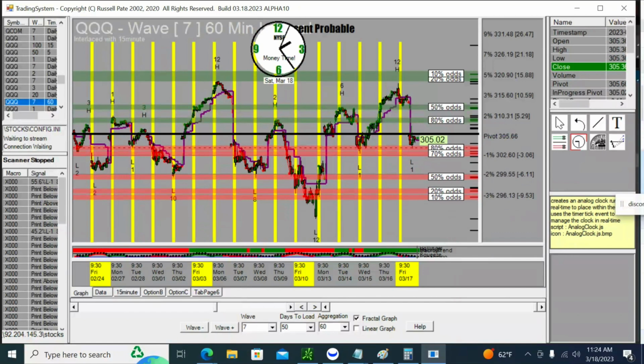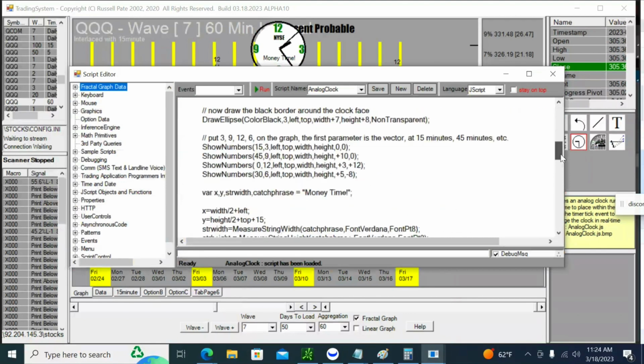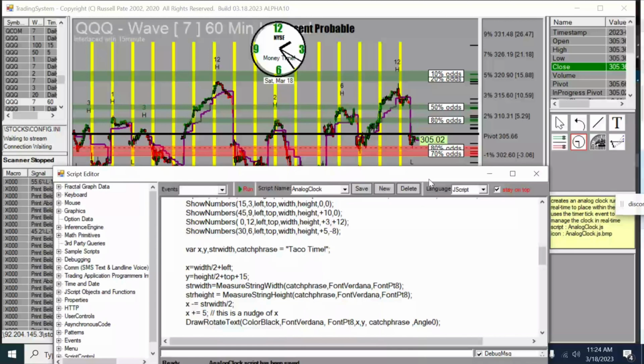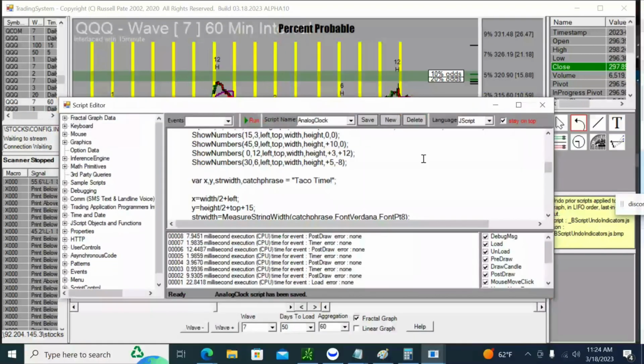If you want to change your clock, you can go in the script code and put your name in here. Okay, I'll say taco time. Then I click stay on top, so it stays on top. And when I run it, it says taco time. Or you can change anything in here.